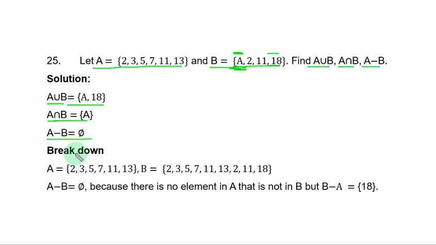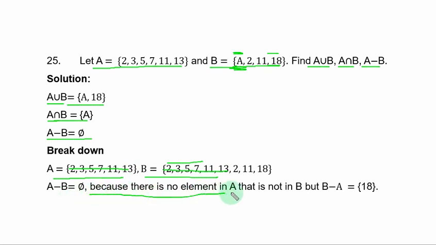Let's take the breakdown. This is set A. This is set B. Remember, set A is part of set B. Now, the difference between set A and set B is the set with elements in set A that are not found in set B. Let's try and compare the elements. 2 to 13, 2 to 13. In other words, there is no element in set A that is not in set B. So the difference is an empty set.